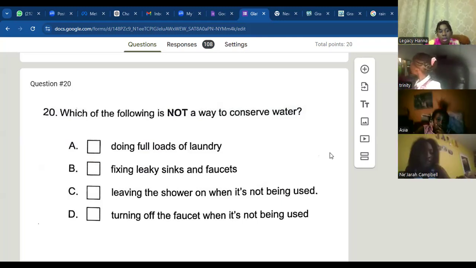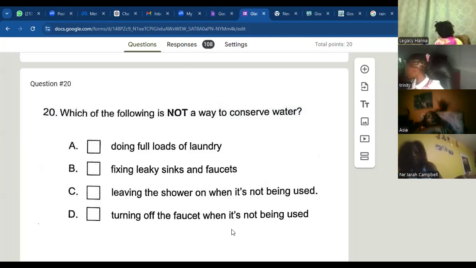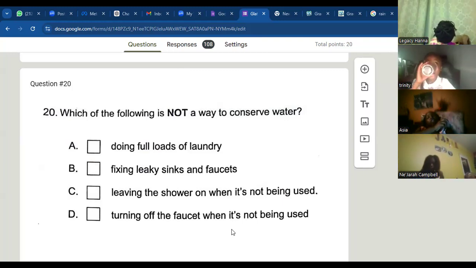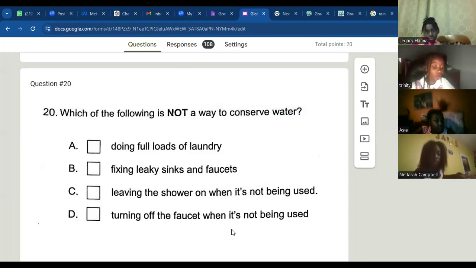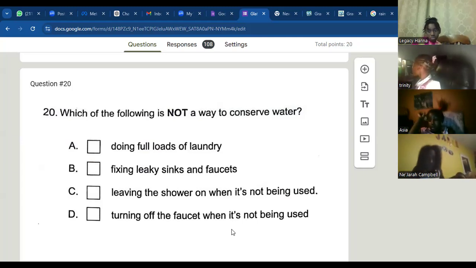Excuse me, Mr. Petit, what does conserve mean? Conserve means to save water. Which of the following is not a way to conserve water?